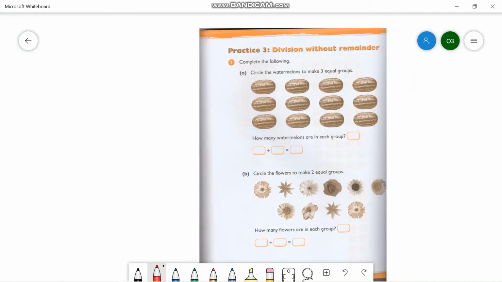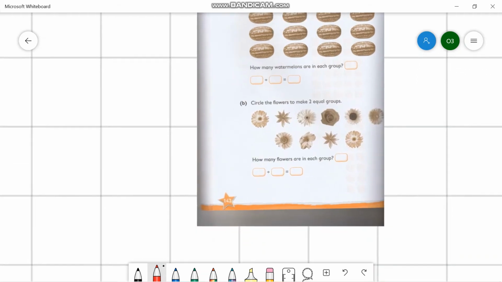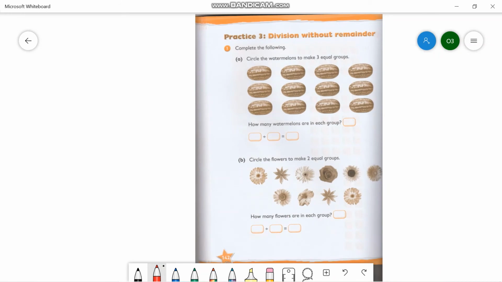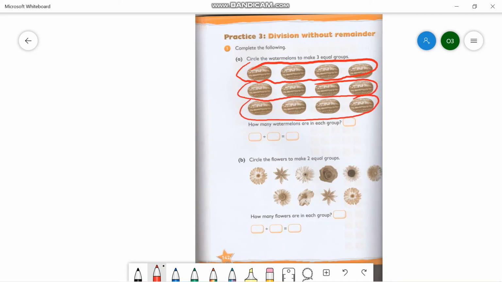All right, now let's go to the student's book. So we will answer page 142 up to page 145. Okay, so I'm gonna answer the first question and then you have to answer the rest. Okay, so letter A, circle the watermelons to make 3 equal groups. So we have to make 3 groups. Okay, so we have to circle 3 groups. Okay, so we have 1, okay, 2, and then 3.